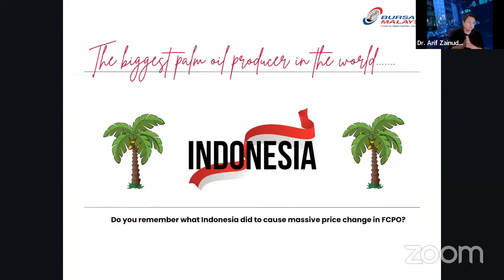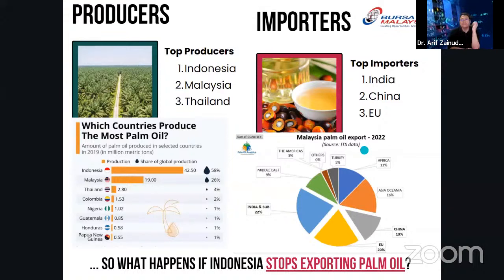The next one is Indonesia. Do you remember what Indonesia did to cause such a massive price change in a short time to FCPO? What did Indonesia do last year? The CPO export ban. They banned the exports of CPO. Now we're going to look into that specifically after this. Before that, let's look briefly at who the top producers and importers of palm oil are.